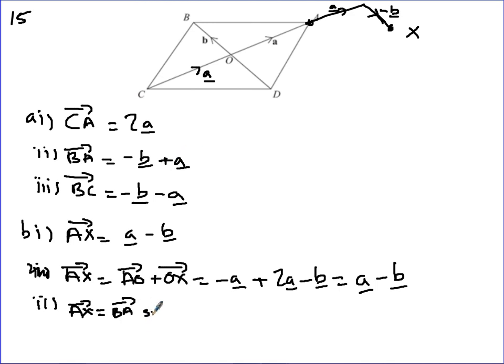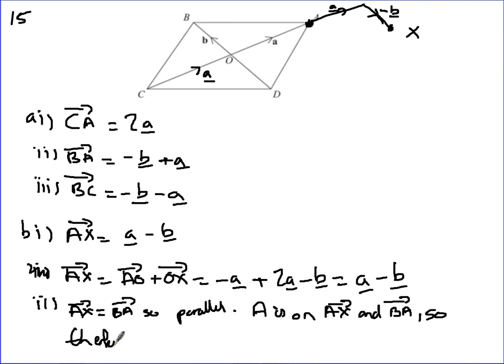So that means that they are parallel. So therefore they will have the same slope. A is on both. A is on AX and BA. So therefore you're proving it, because if A is on the same and they're both parallel, then they've got to be on the same line. So therefore A, B and X are on a straight line.